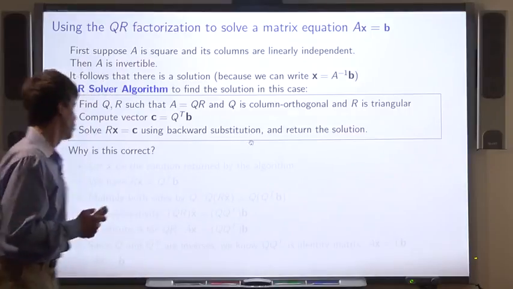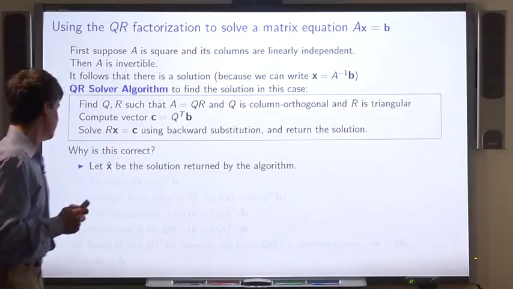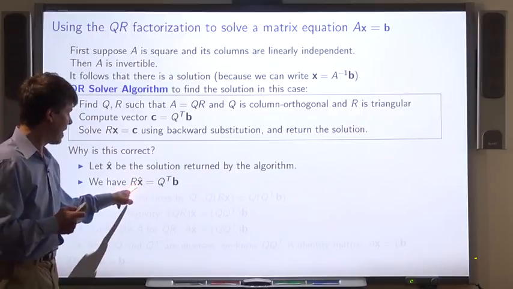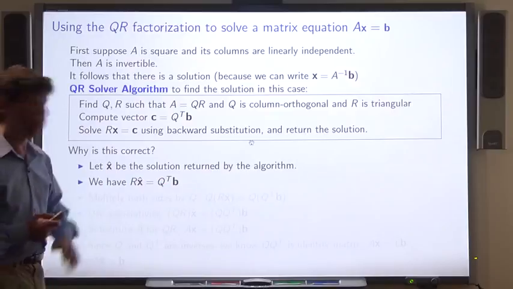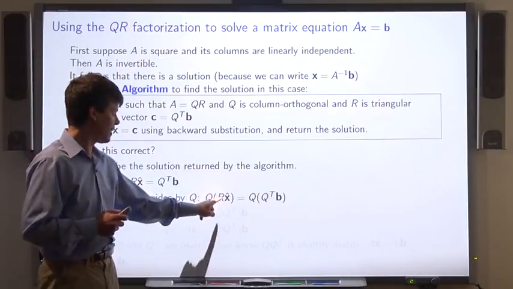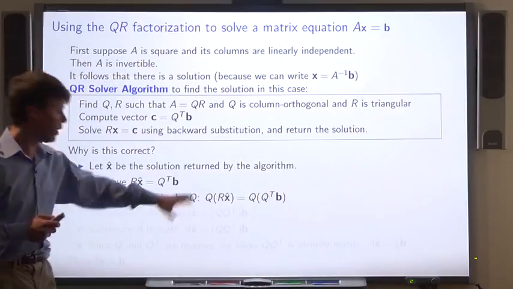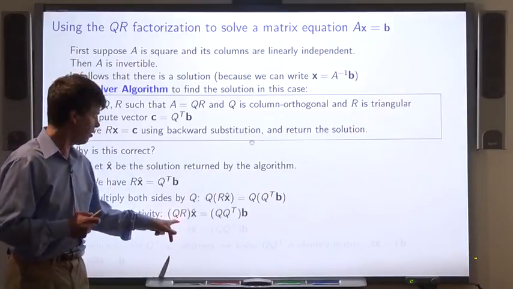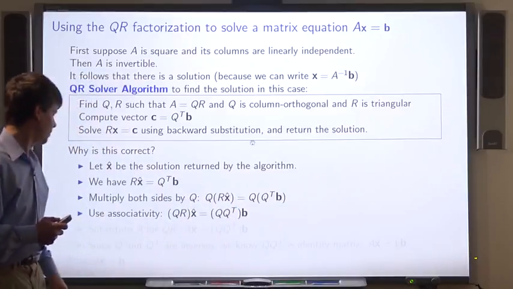Why is that the correct solution? Let x hat be the vector returned by this algorithm. Because we solved this equation, we have that R times x hat equals Q transpose times b. Let's take this equation and multiply both sides by Q. So we get Q times R times x hat equals Q times Q transpose times b. Now, we can rewrite this using associativity of matrix multiplication.